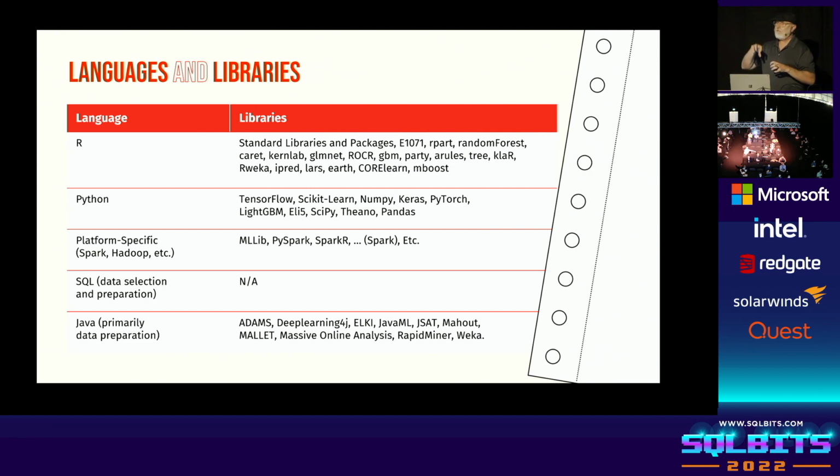There are other platform-specific languages like MLlib or PySpark or SparkR inside things like Spark and so on. SQL does not have a predictive language, but we have put data services inside SQL Server, so that's kind of interesting. Java, believe it or not, people still write in Java. Don't know why, but they do.